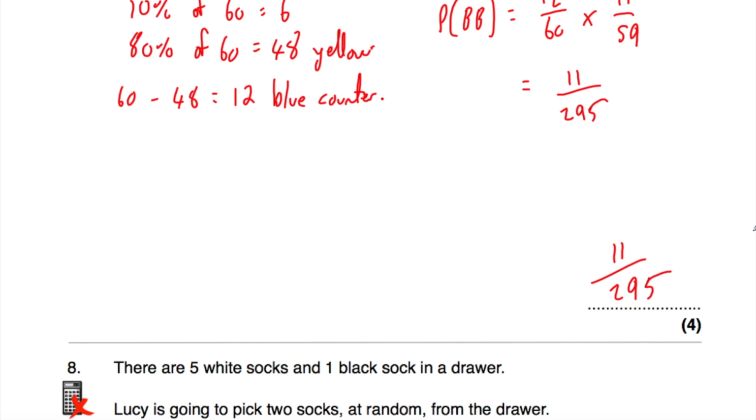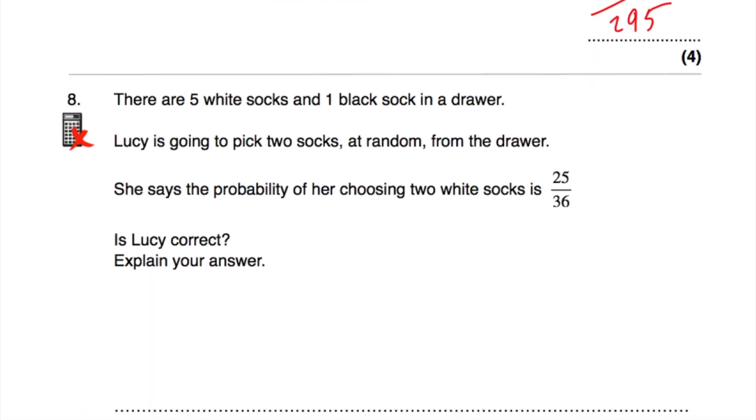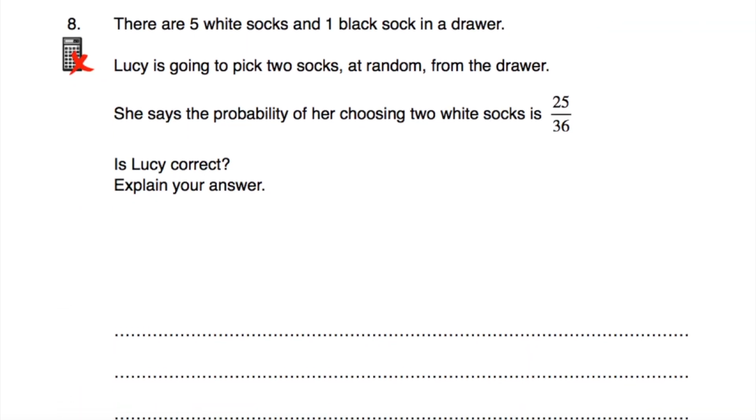Okay, let's look at our next question, question number 8. And it's a non-calculator question, so I'm just putting down my calculator reluctantly. Okay, so the question says there's 5 white socks and 1 black sock in a drawer. And Lucy's going to pick 2 socks at random from the drawer. So she's going to take out a sock and then another sock. And the question says, she says the probability of her choosing 2 white socks is 25/36. And the question says, is Lucy correct? And explain your answer.